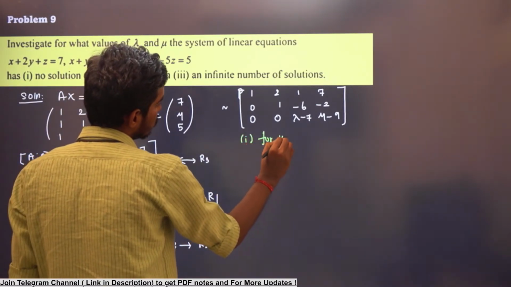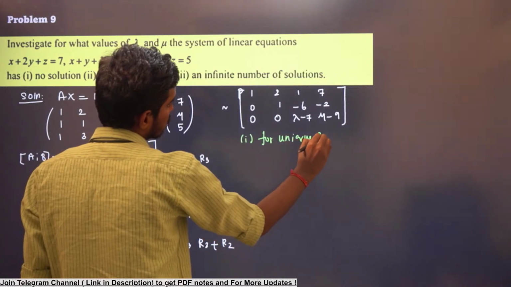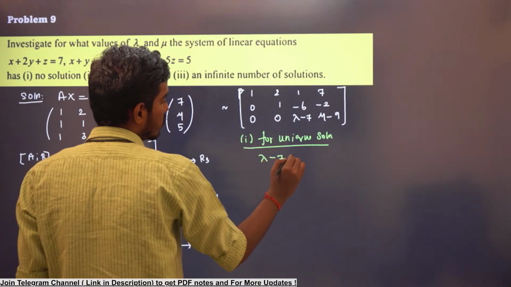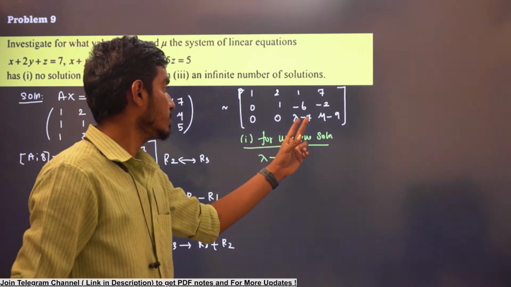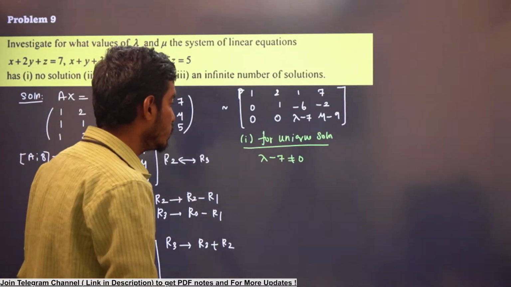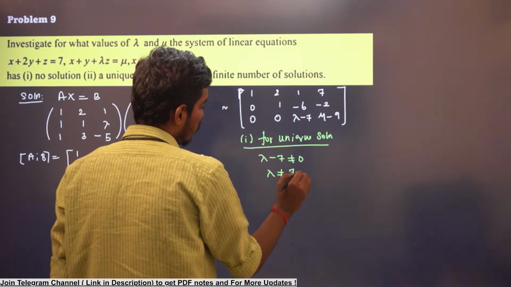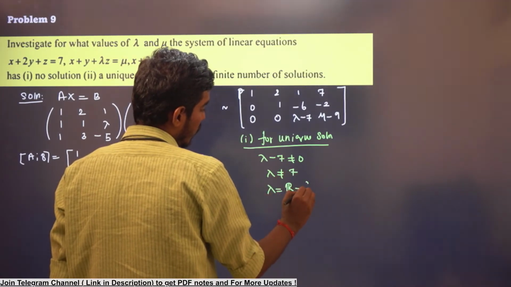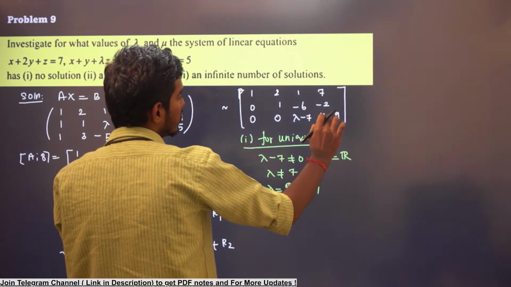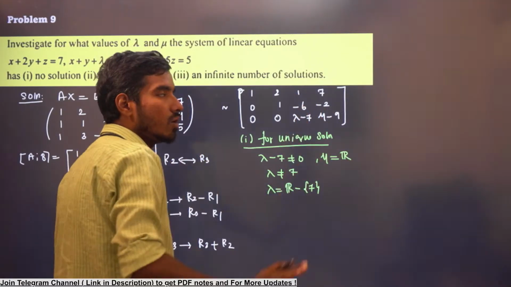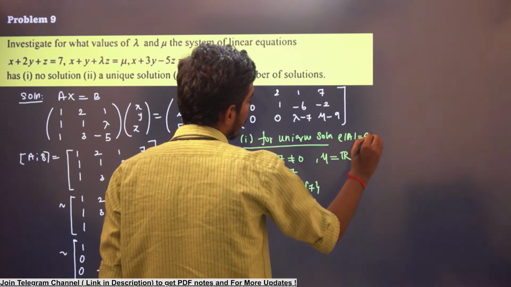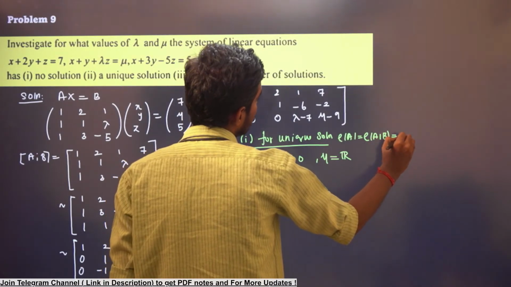For a unique solution, this has to be not equal to 0. This one is enough. If this number is non-zero, surely it will have a unique solution because rank of A and rank of A comma B will both be equal to 3. So that means lambda is not equal to 7. Lambda can take any real number except 7. Mu can take any real value, because regardless of this number, this number being non-zero alone is enough to get rank of A and rank of A comma B both equal to 3.